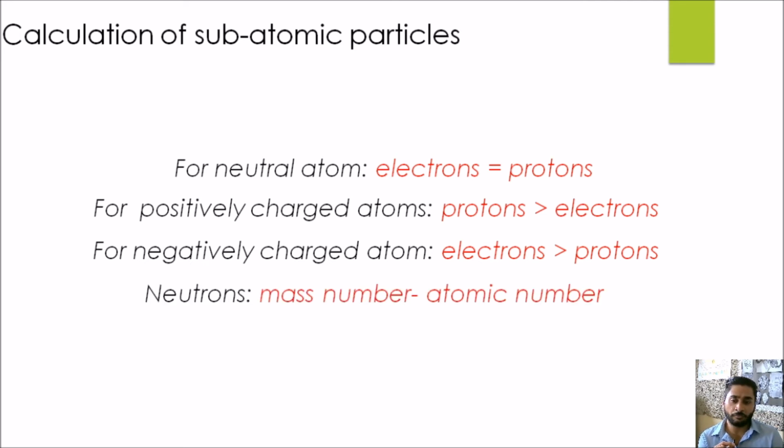And for finding out the number of neutrons, we are simply going to use the mass number and atomic number. Take your mass number and subtract the atomic number from it. You are going to get the neutron number.